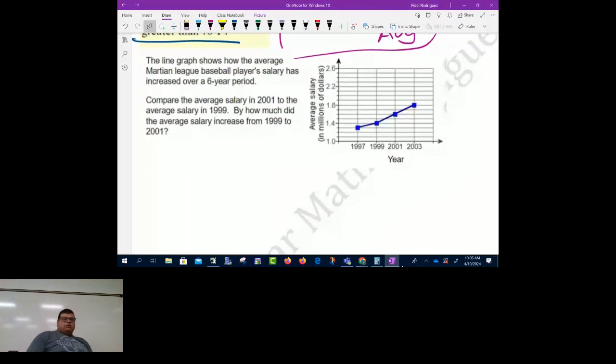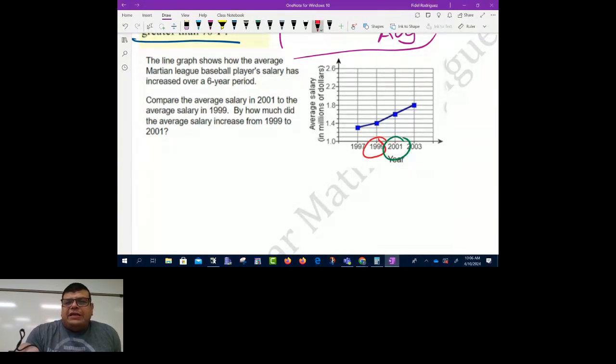All right. So, y'all, look what it says here. It says compare the average salary in 2001 to the average salary in 1999. By how much did it increase from 99 to 2001? So, y'all, I'm looking at two things here. We're looking at the salary in 99 and we're looking at the salary in '01, right?